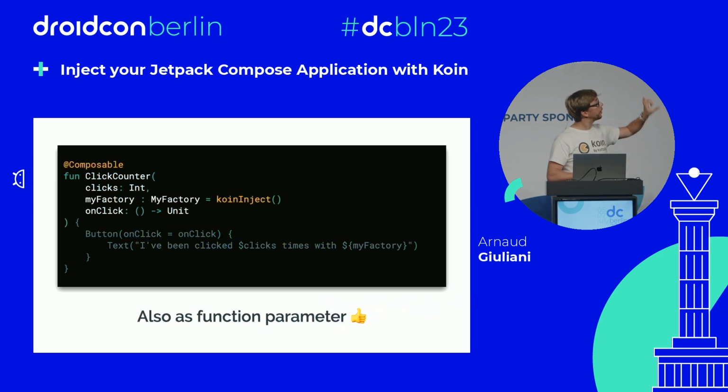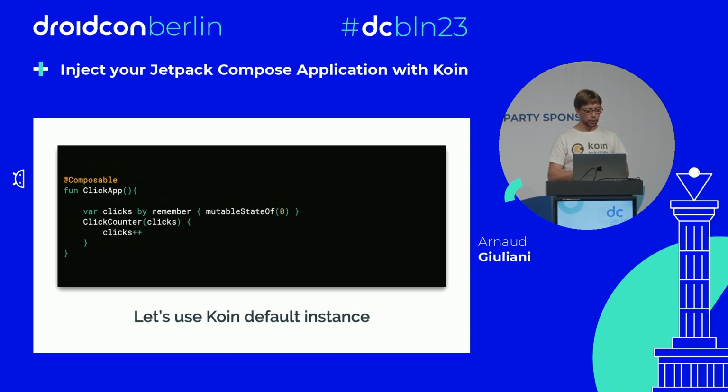You can also use your injection directly inside a parameter, and you can use this default value with the Koin inject parameter here. What is interesting is that if you are reusing this composable function, then either you use the default Koin instance and you don't expect anything, or you can manually give the instance you need. Then you are not hardly linked to Koin, but you can provide your own instance if you want.